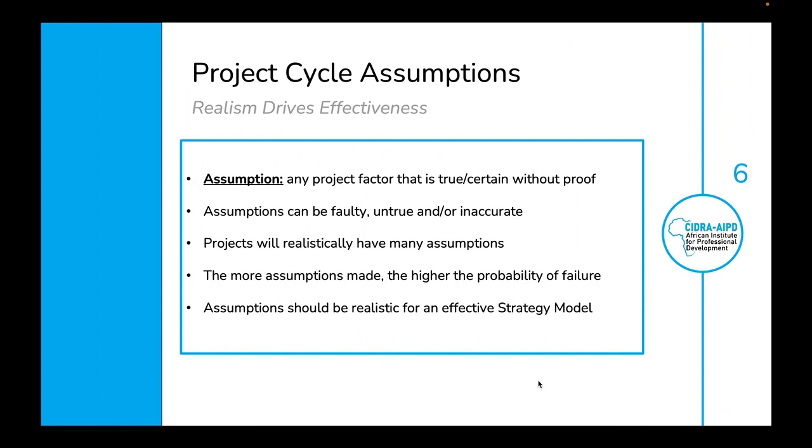Project cycle assumptions. So essentially, realism drives the effectiveness of a logic model and of its assumptions. An assumption is any project factor that is true or certain without proof. We assume that because we go to the gym and we lift weights, that we will get stronger. This is really judged based on lots of previous research. It's just something that we can observe as a fact of life. It could be wrong in some instances, but it is generally true and certain without proof needed.